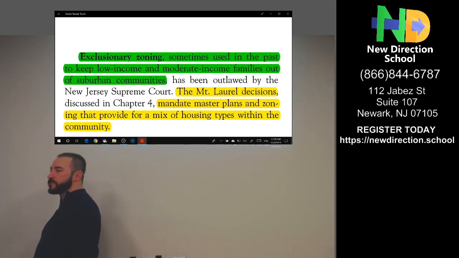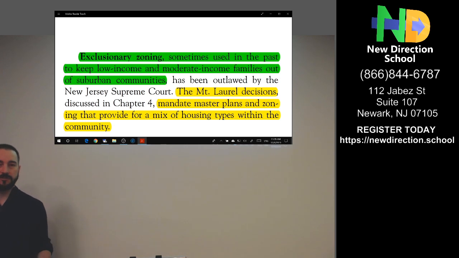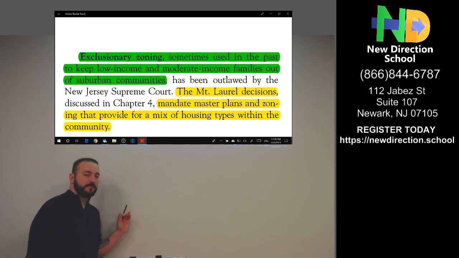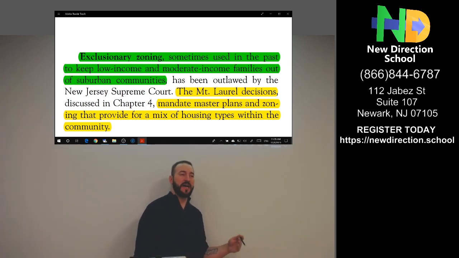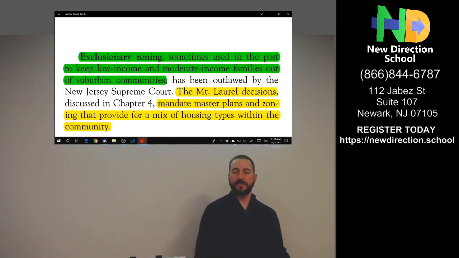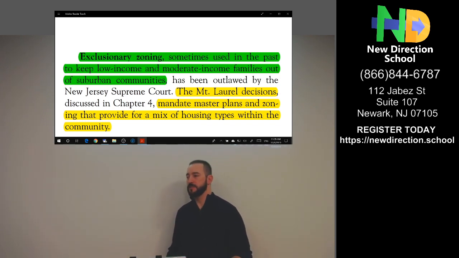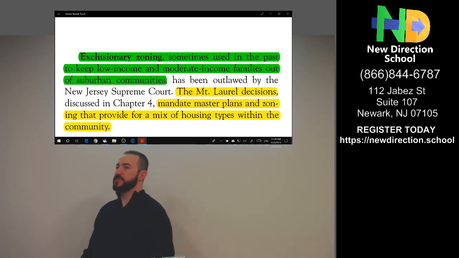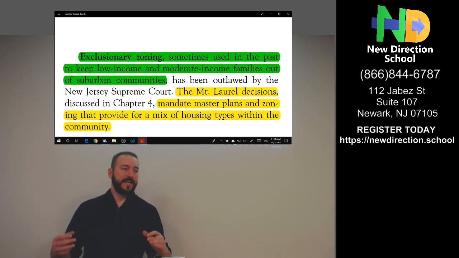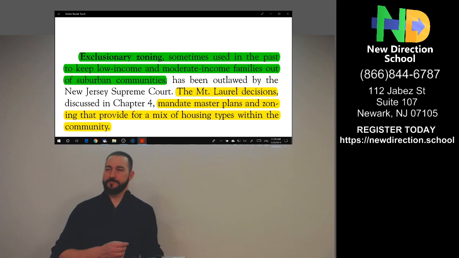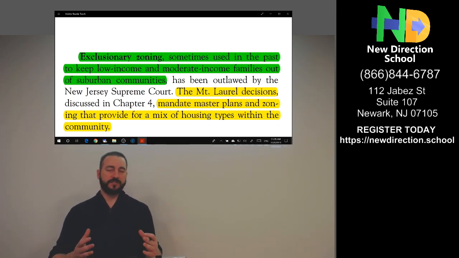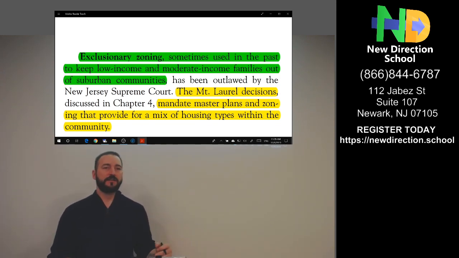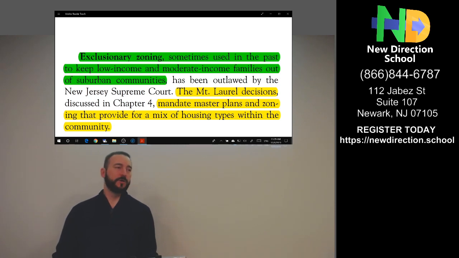Now, because of those laws, those lawsuits actually, Mount Laurel decisions mandate master plans and zoning that provide for a mix of housing types within the community. So what we're saying here is that every developing community must abide by these rules and have a space set aside for low and moderate income. We cannot reject people that are developments for people that are low and moderate income. Okay?